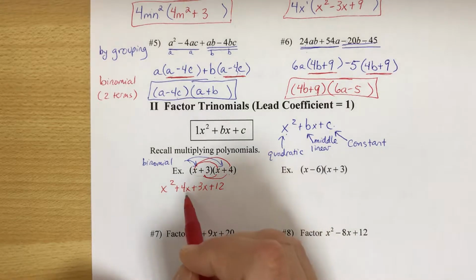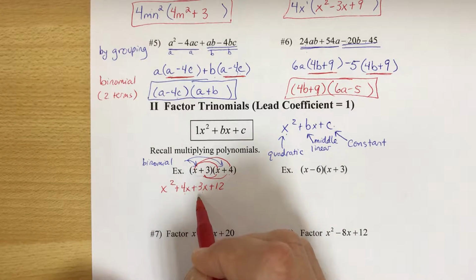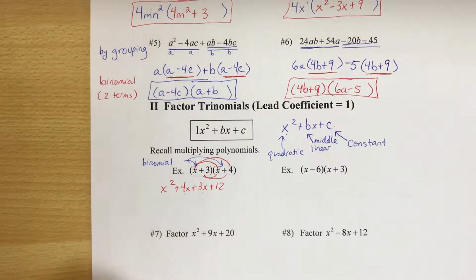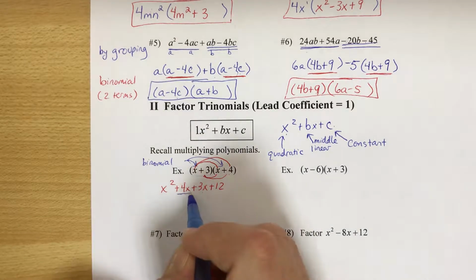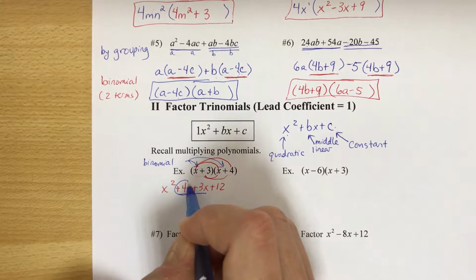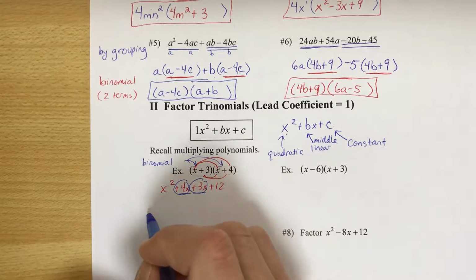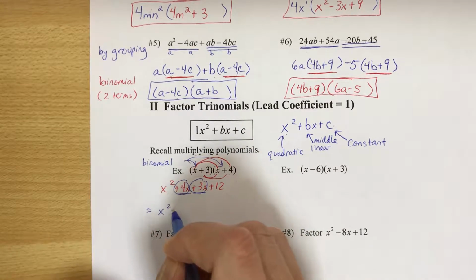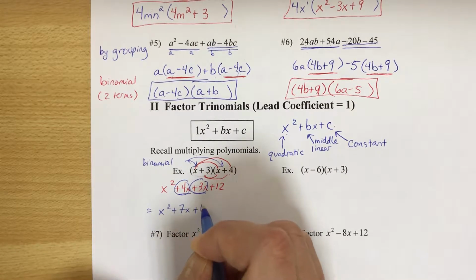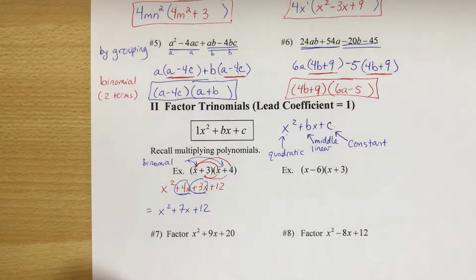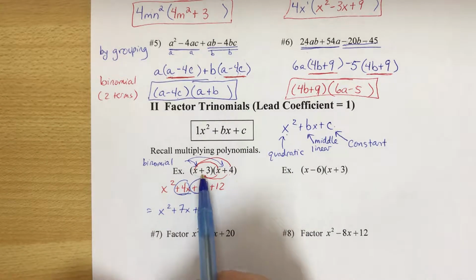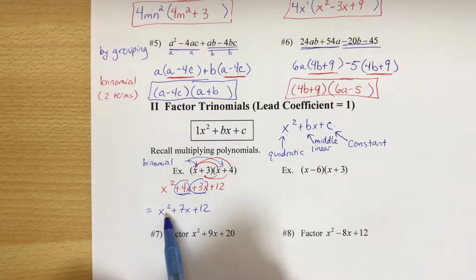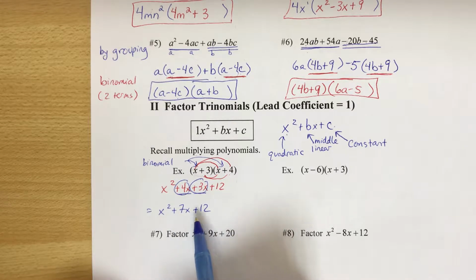Now notice that we do have 2 like terms. We always have to combine like terms at the end. So 4x plus 3x is, actually I like to circle them. That's 7x. So we get x squared plus 7x plus 12. That is the product. So we multiply 2 binomials, we get a trinomial.